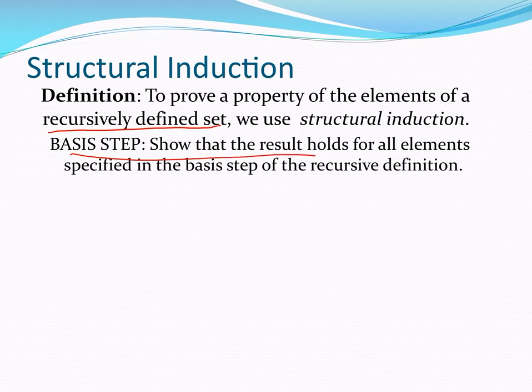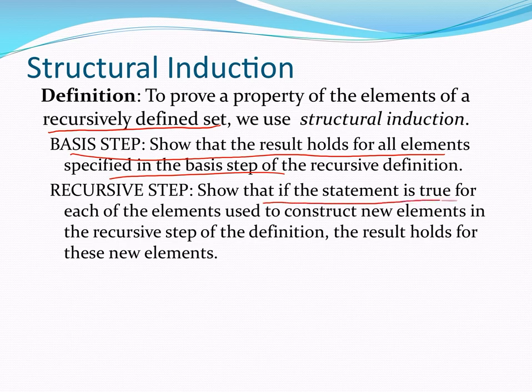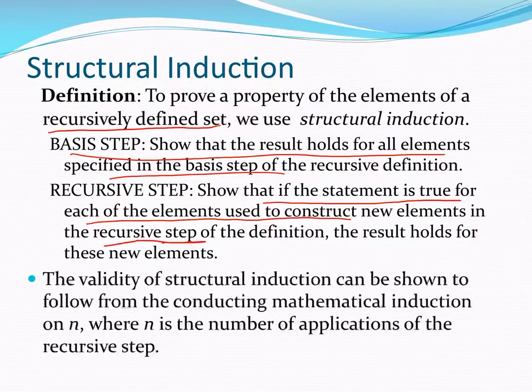If we show something holds for the elements in the basis step, that's the start, and then if we can show that whatever statement we're trying to prove is true for each of the elements used to construct the new elements using the recursive step, then the result will hold for new elements, and therefore all elements in the set. Because the only elements in the set are those created by the basis step and recursive step. And this follows from mathematical induction on n, where n is the number of applications of the recursive step. All right, let's look at an example.